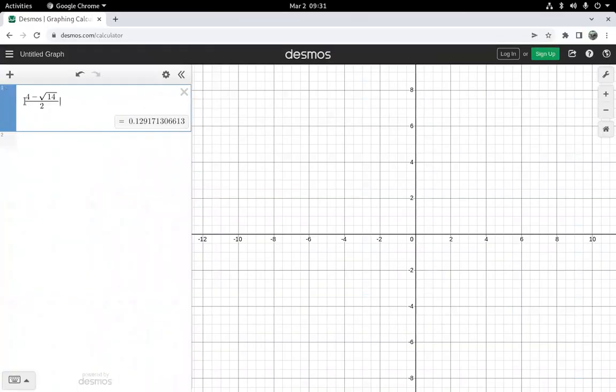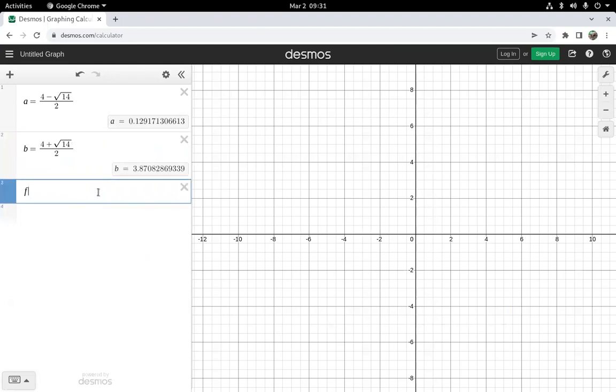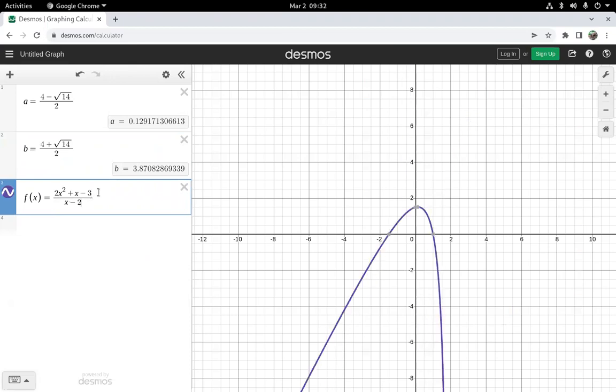Okay, so on Desmos, I had started calculating those critical numbers. So I'm going to call this one A, and then the other critical number would be 4 plus the square root of 14 over 2, 3.87. My function, f of x, is a fraction, 2x squared plus x minus 3 over x minus 2. So here's my function right there. And Desmos is saying it has a max at about 1.29-ish, and the max is, let's click on it, 1.57, right? So here's my critical number, the 1.29. If I plug in what is f of that number I called A, I get a local max of 1.5-ish.